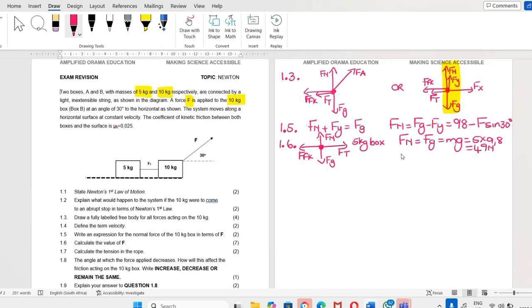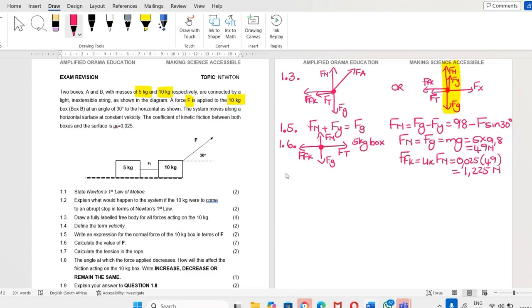Then from there, we could find the frictional force that that particular box is experiencing. We already have UK, and then we can just multiply that by Fn. So that is going to be 0.025 multiplied by 49, you get 1.225 newtons. That is the frictional force that is experienced by the 5 kg box.